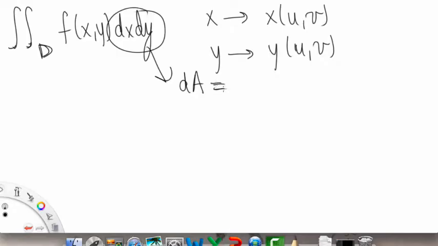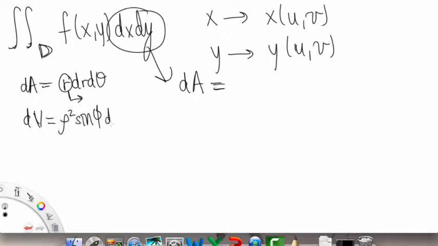Remember, I'm going to go back a little bit and talk about polar, spherical, and cylindrical coordinates. Whenever we had a change of variables, remember how our dA for polar was r dr d theta, with the r in front. This was the factor that the differential area changed by. And likewise with dV for spherical, it was rho squared sine phi d rho d phi d theta. And this was the factor that it changed by.